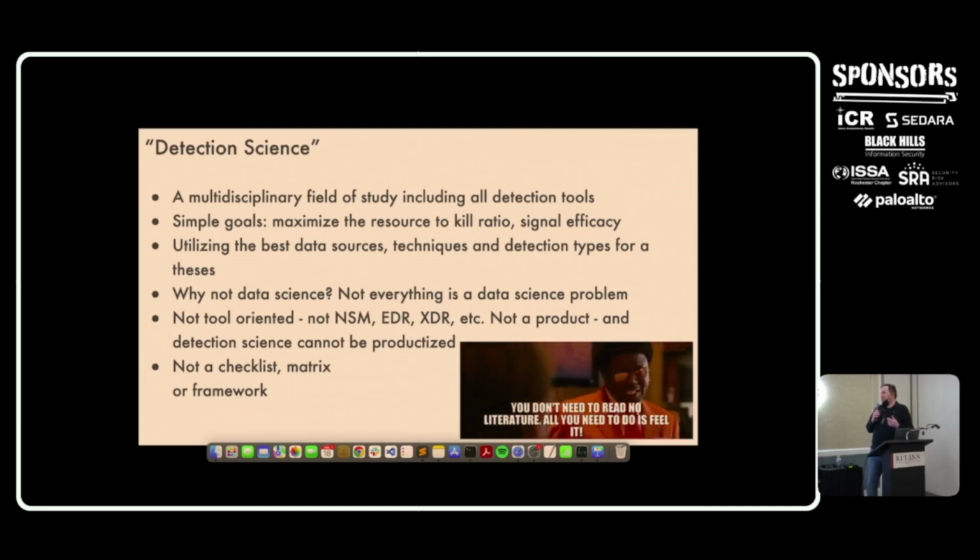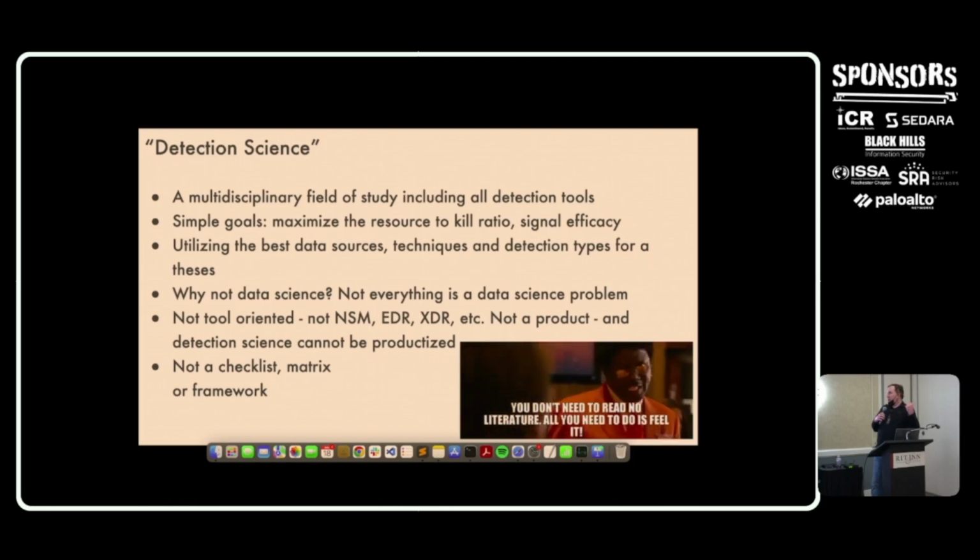And also, the goals are not exactly aligned, because the goal of data science and machine learning usually is to do really good data science and machine learning. It isn't necessarily the goal to deliver really high fidelity, high efficacy detections to the users that need them. And of course, at the same time, not everything can be solved by machine learning either. So I call it detection science. I like to call it detection science just to define this field of study.